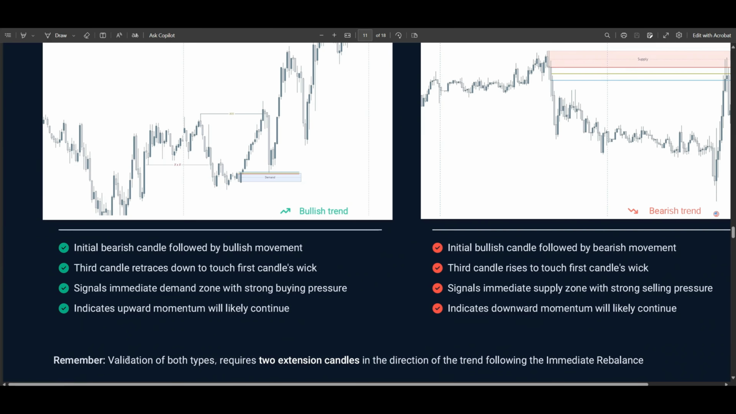That simple. And remember, validation of both types. It does not require, but if you want to, it can require 2 extension candles in the direction of the trend following the immediate rebalance. But again, you don't always have to have this type of validation, but it is very, very useful.